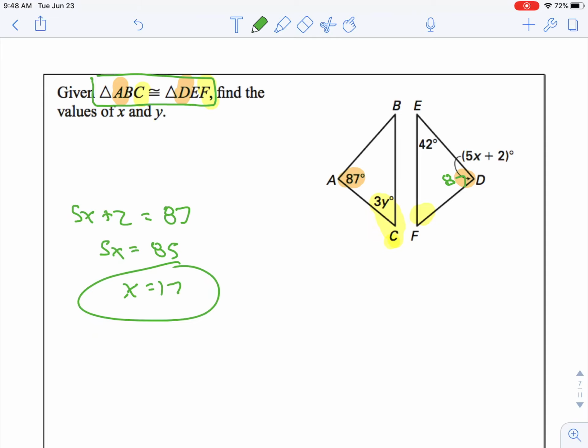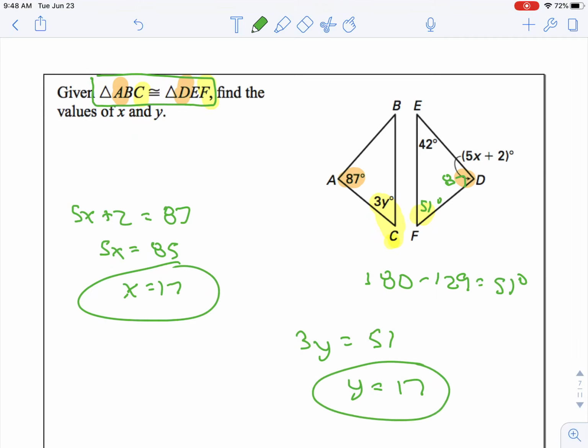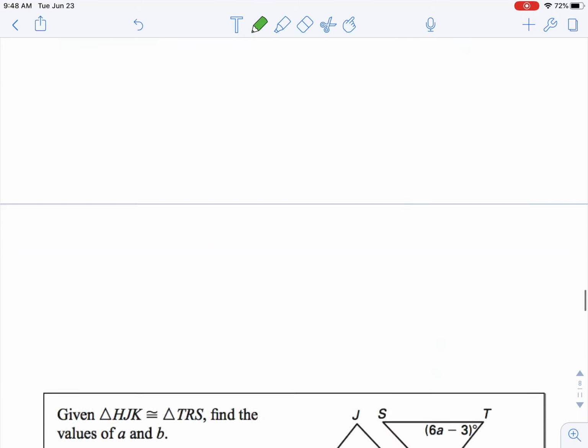So now when I take 87 and 42 and add them together, that gives me 129 degrees. So when I take 180 and subtract 129, that gives me 51 degrees. So this angle is 51 degrees. So now I know that 3y is equal to 51. So y is equal to 17.